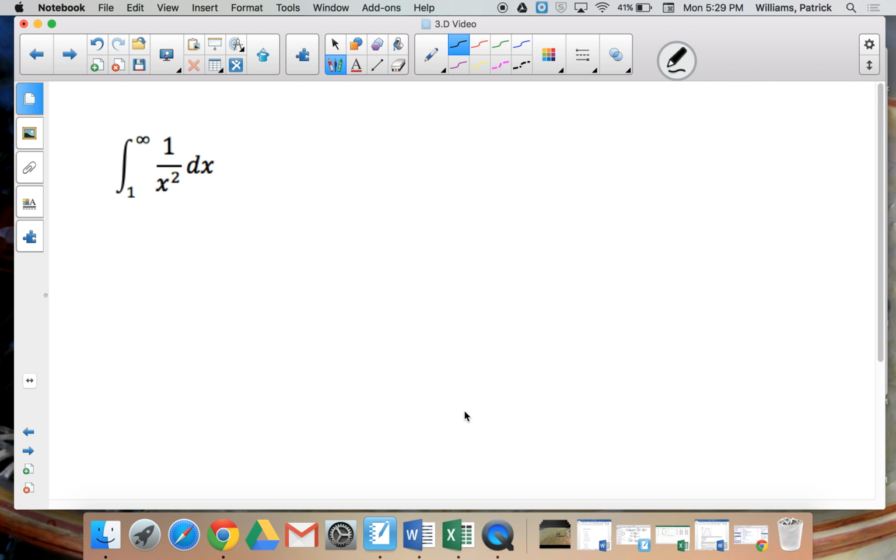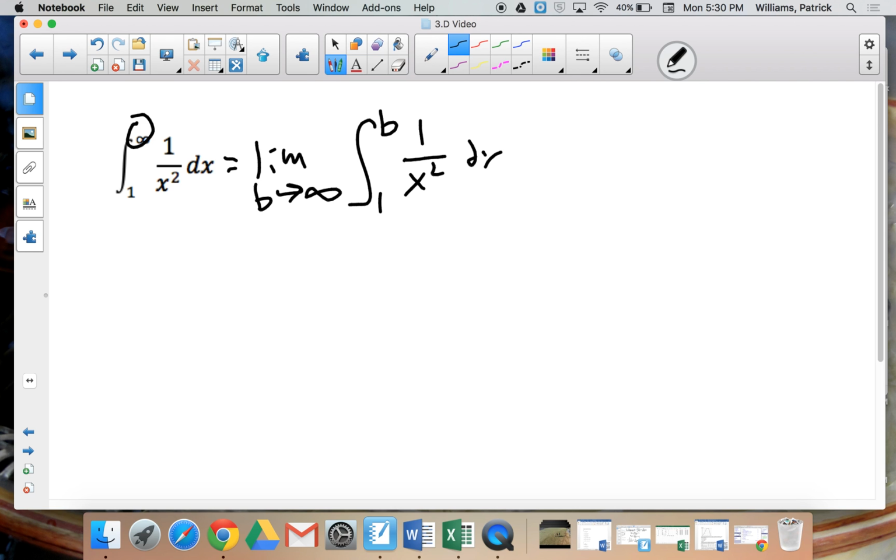All right, so if you do this one, obviously we see that we have an upper limit of integration that's infinite. So we can rewrite this as the limit as the variable b goes to infinity of the integral from 1 to b of 1 over x squared dx. So if you didn't get to this step, if you didn't understand how to apply this, pause the video and try to solve it from here on out.